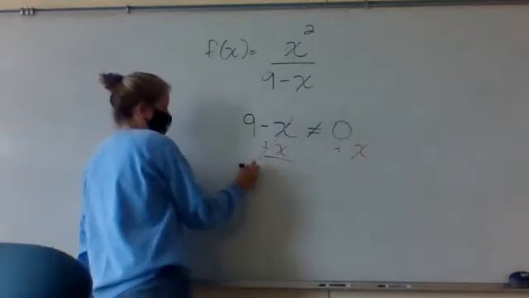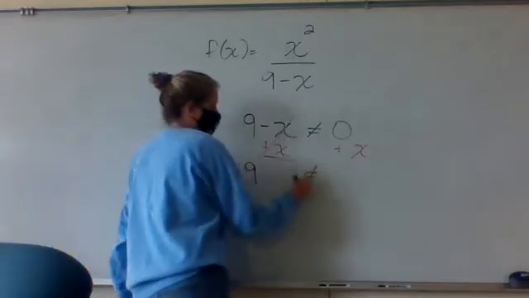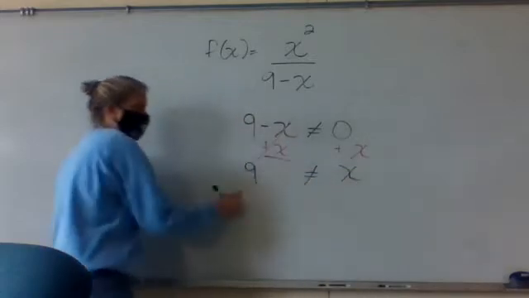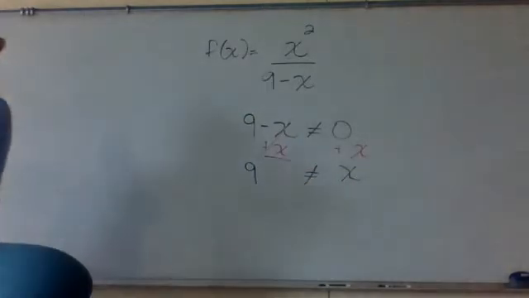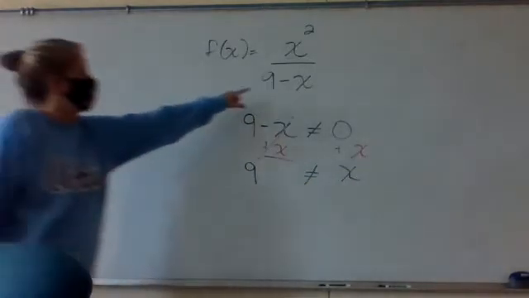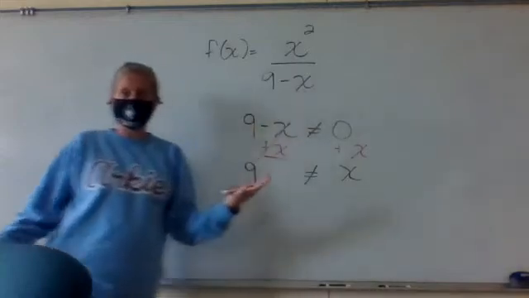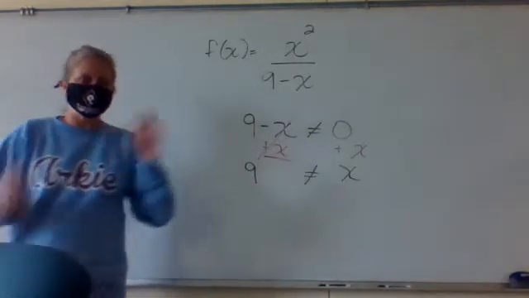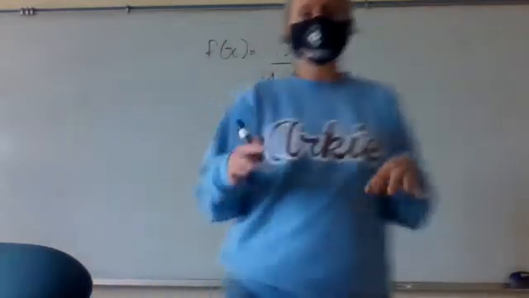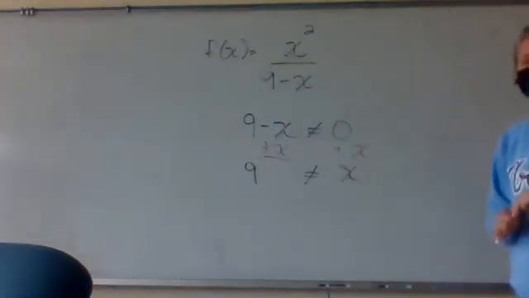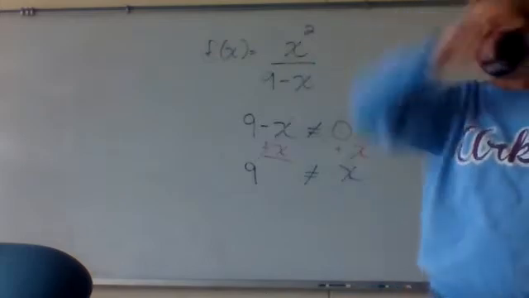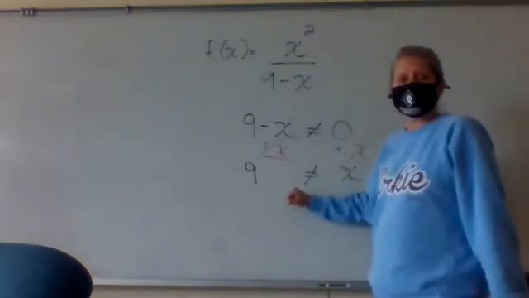So let's see, on this side, I'll have the 9. Bring down my can't equal sign. Over here, all I have is the x. So x cannot equal 9, right? If x is 9, I would have 9 minus 9, which is 0. That's what you want to avoid. So what we want to tell the domain is that x can be anything but 9. Anything on the number line from negative infinity to positive infinity, except the number 9.